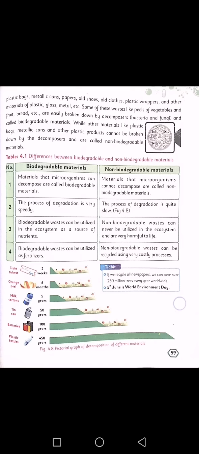Biodegradable waste can be utilized in the ecosystem as a source of nutrients. Non-biodegradable waste can never be utilized in the ecosystem and is very harmful to life. Biodegradable wastes can be utilized as fertilizers. Non-biodegradable wastes can be recycled using very costly processes.